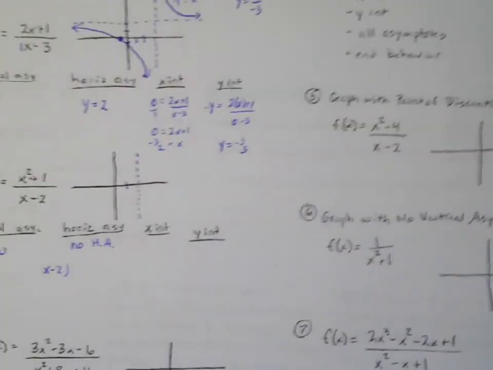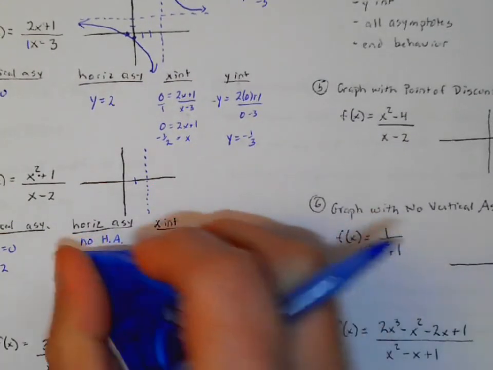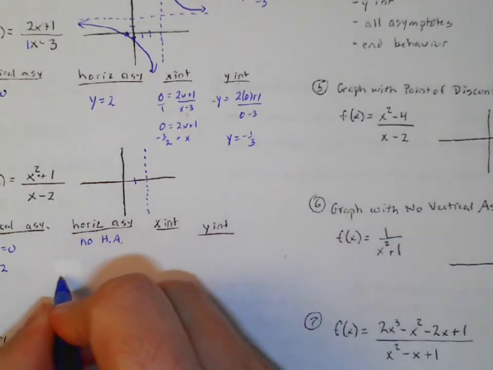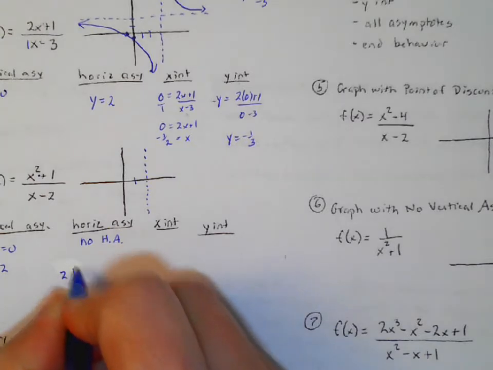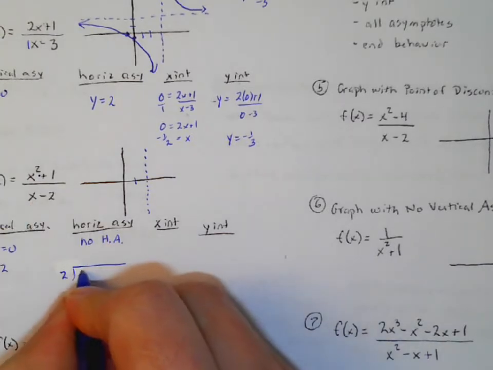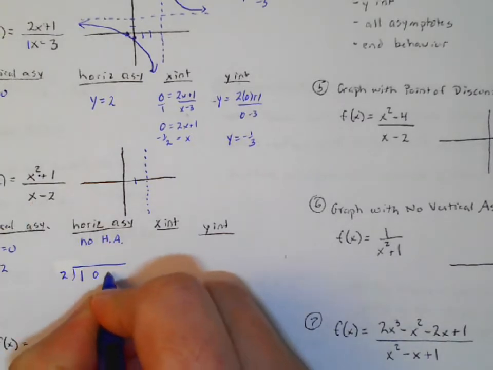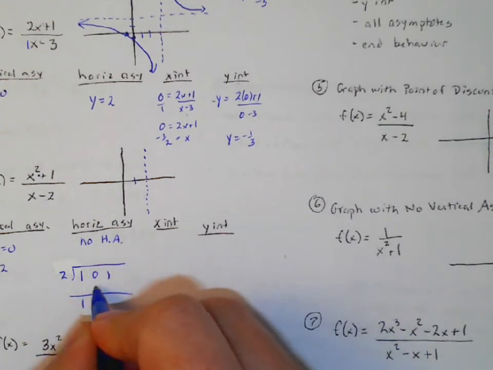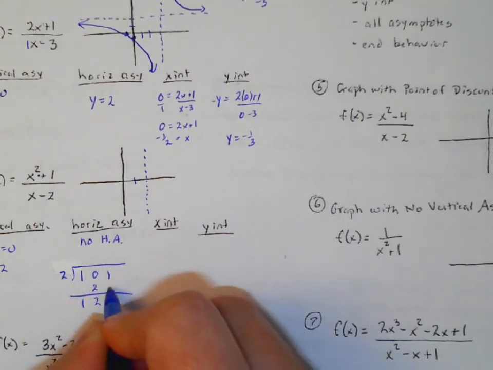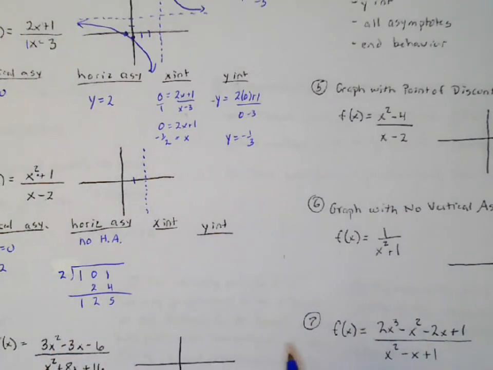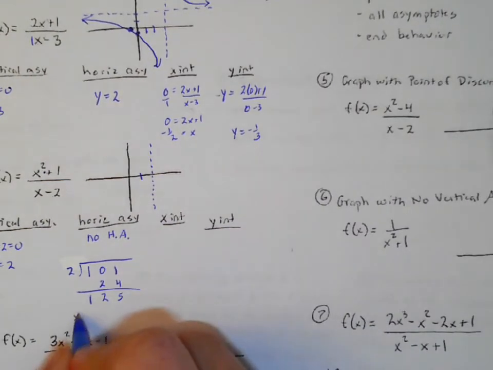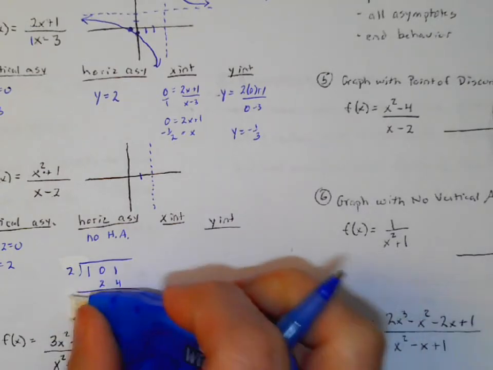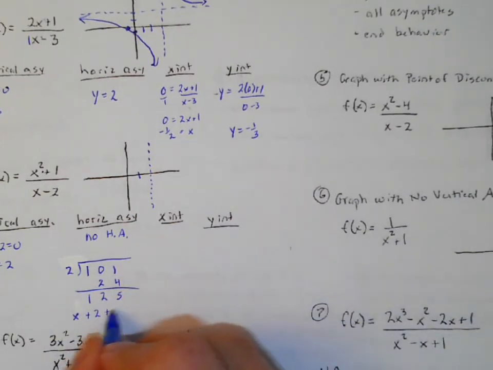Actually, you can use long division, but I'm going to use synthetic. So 2, and then 1x squared, 0 x's, and 1. Okay, so don't forget that 0 in there. So the way this answer would be, it'd just be x. X plus 2 plus a remainder of 5 over x minus 2.